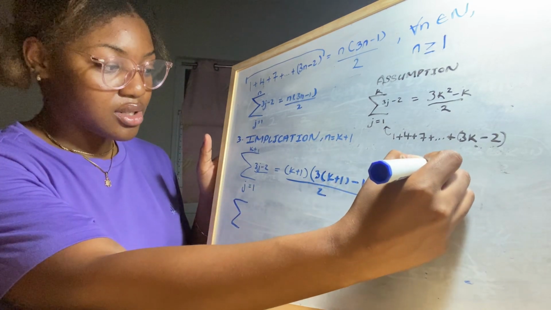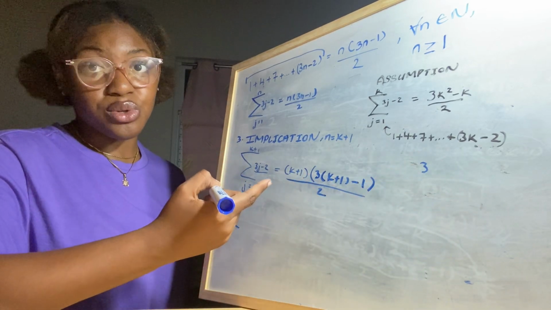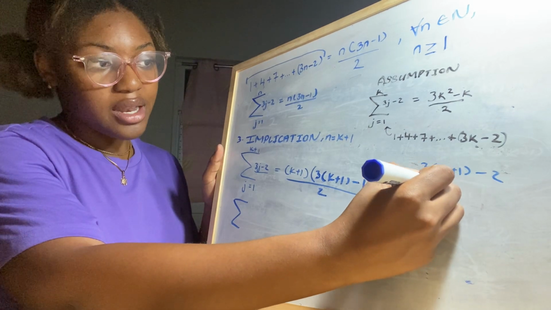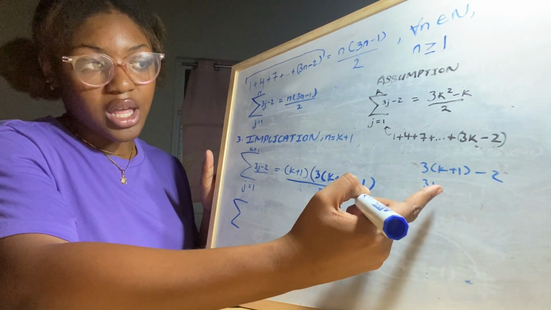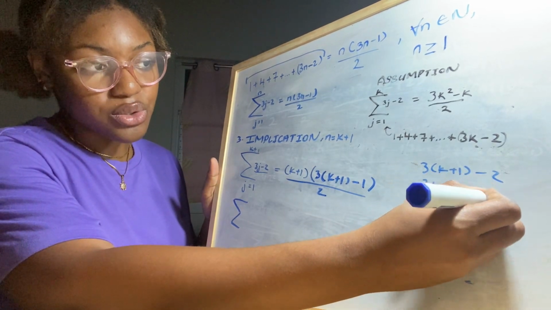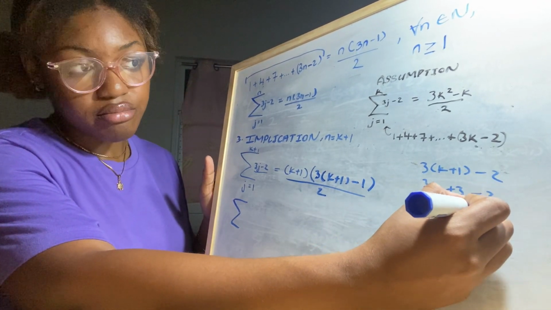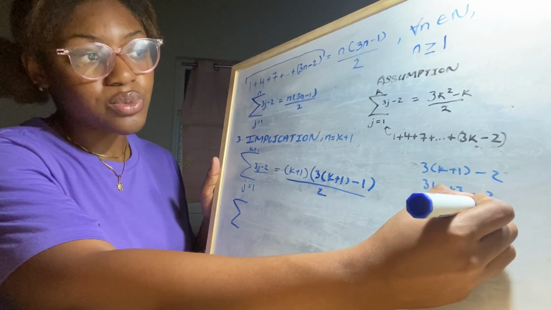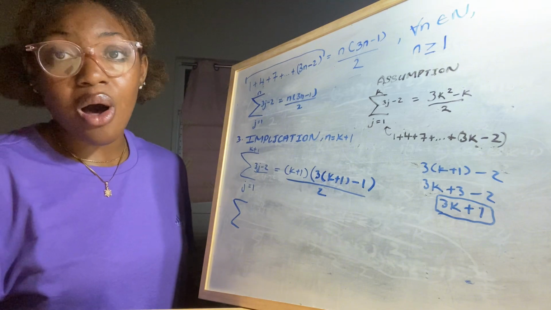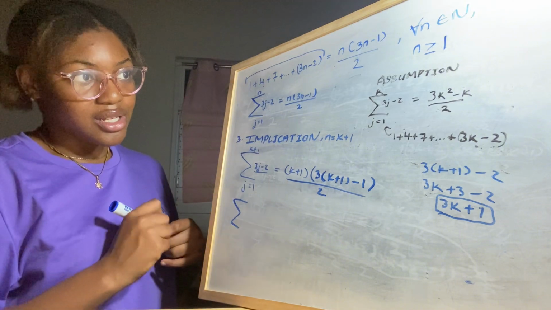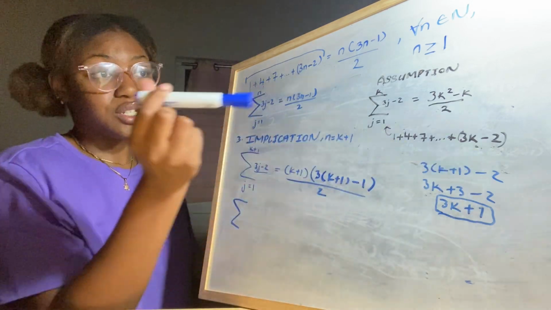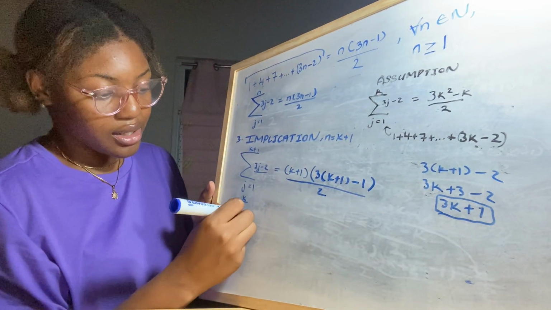So let me just make a side note. So we'll have 3j minus 2. So where we see j, we're going to put k plus 1. And this would give us 3(k plus 1) minus 2. So 3k plus 3 minus 2. And that would be, I'm sorry, 3k plus 1. So that would become our k plus 1 term. So we're going to take our assumption. Since this represents the sum of terms from 1 all the way to our k term, we're going to just have that there.